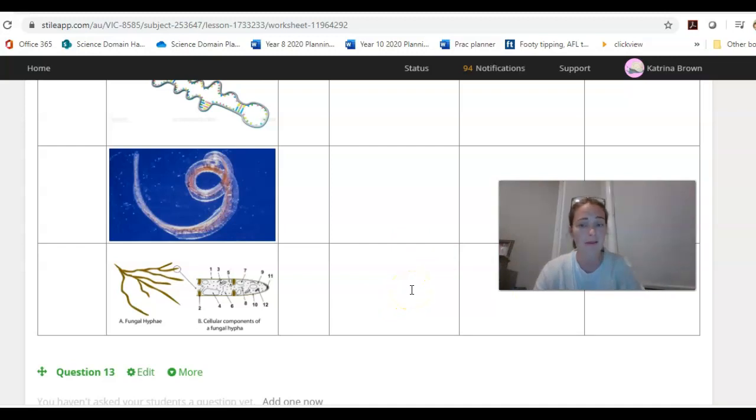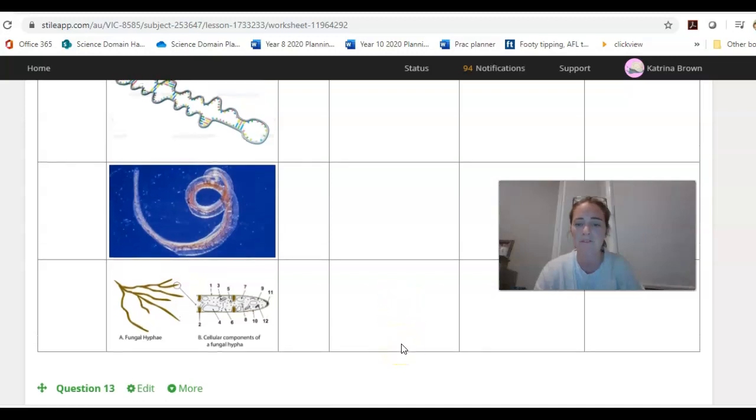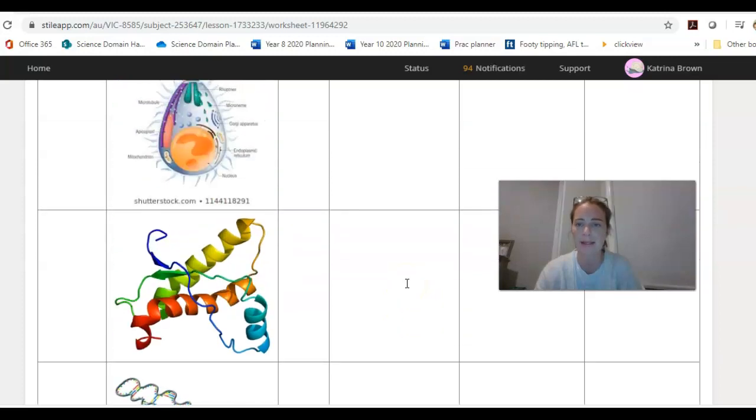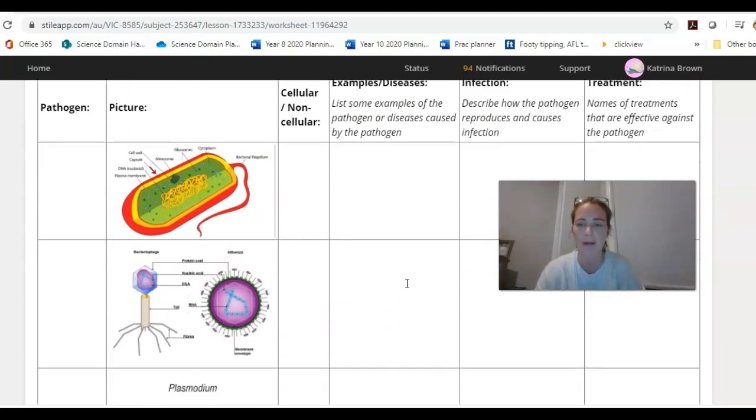When you're talking about fungus, I want to read the words spores and hypha. So they're important things to understand for a fungal infection. But fairly basic detail for those ones. All right, so hopefully that makes the table a little bit more clear and what you're being expected to do there.